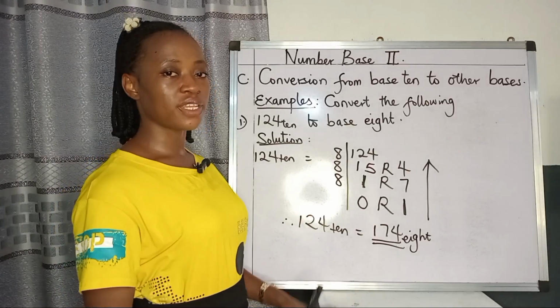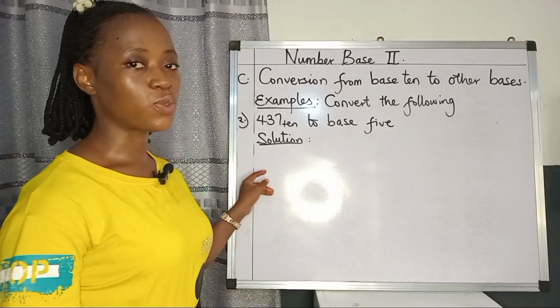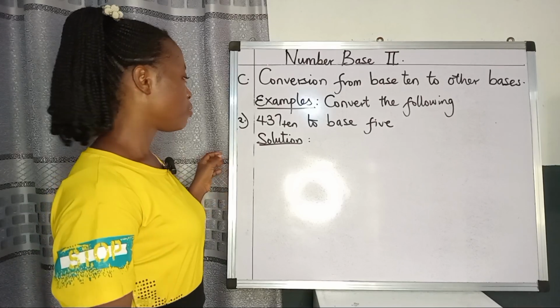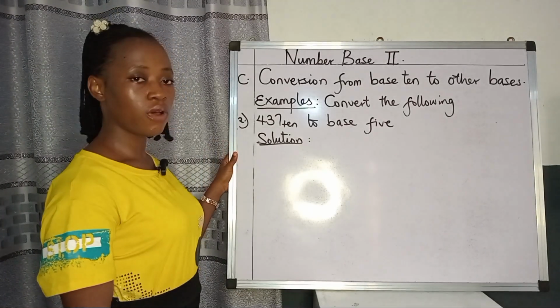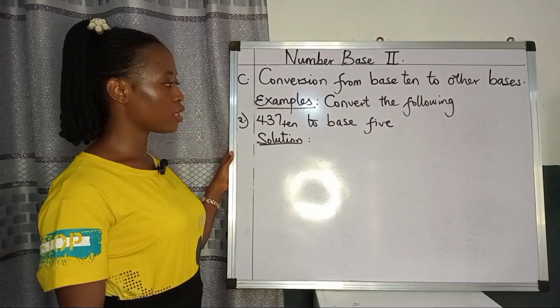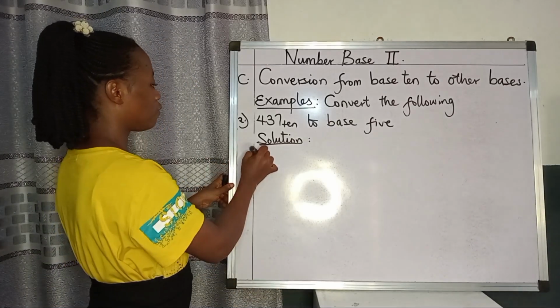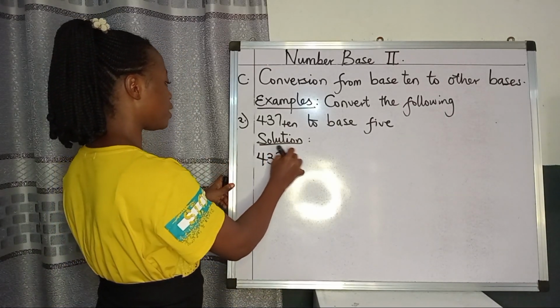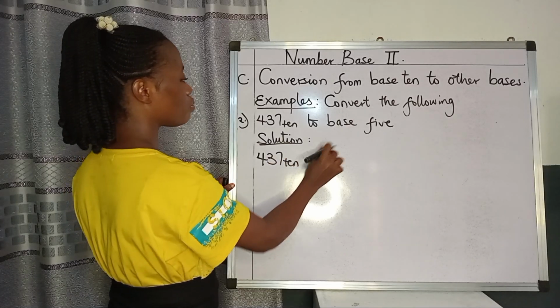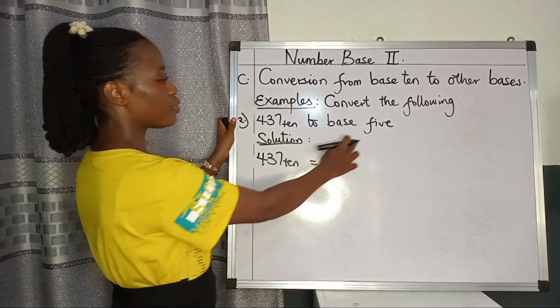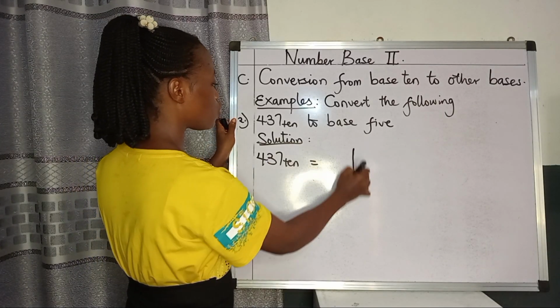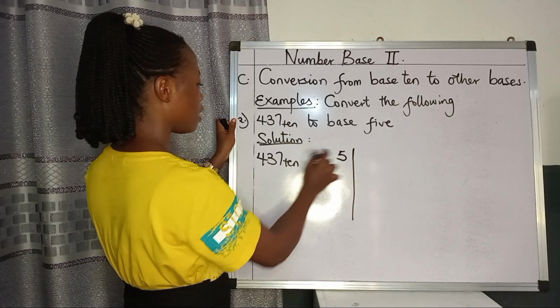Now let's look at another example. Okay guys, we have another question here. We are asked to convert 437 base 10 to a number in base 5. So we have 437 base 10, and we are converting to base 5. Since I'm changing to base 5, I'm going to divide using 5.